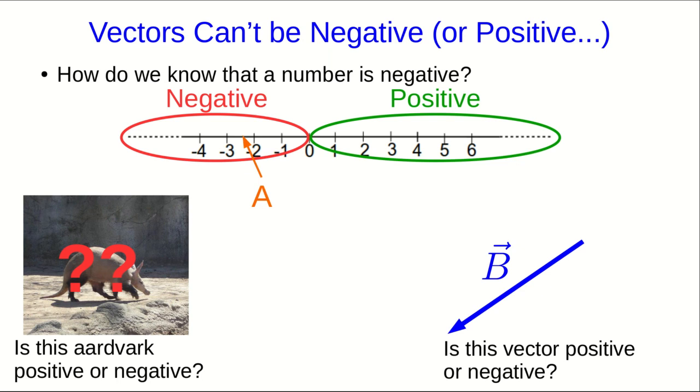Well, I hope you see that this is exactly as ridiculous as the question about the aardvark. The vector doesn't live on a number line because it isn't a number, it's an arrow. And so it's totally meaningless to ask whether it's positive or negative, and similarly, it's totally meaningless to describe a vector as either positive or negative.